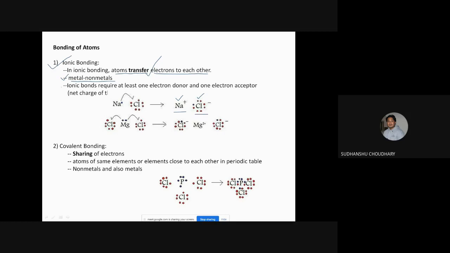Now, ionic bonds require at least one electron donor and one electron acceptor. So one electron donor and one electron acceptor is always present in the ionic bond, and the net charge, the total charge of this compound, is always zero. One is positive, one is negative, so plus minus gives 0. So the net charge of this compound is 0. Similarly, here we have 2 plus and 2 minuses, so the overall charge of this compound is also 0. So this is ionic bonding.